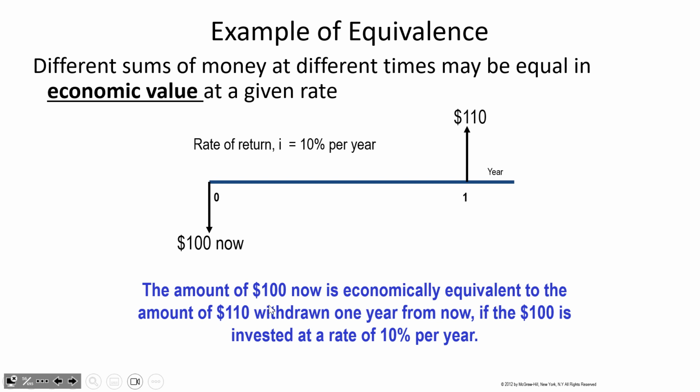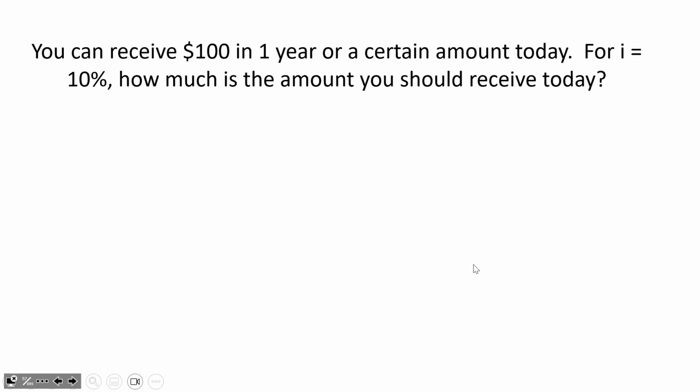You could withdraw $110 if you invested $100 at 10% per year. That's not to say a deposit is equivalent to withdrawal. This is just talking about the magnitude of the economic equivalence. All right, you can receive $100 in 1 year or a certain amount today. For i equals 10%, how much is the amount you should receive today? So P is unknown, F equals 100.